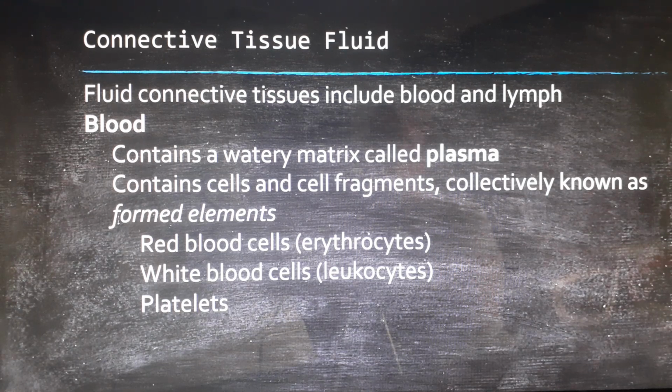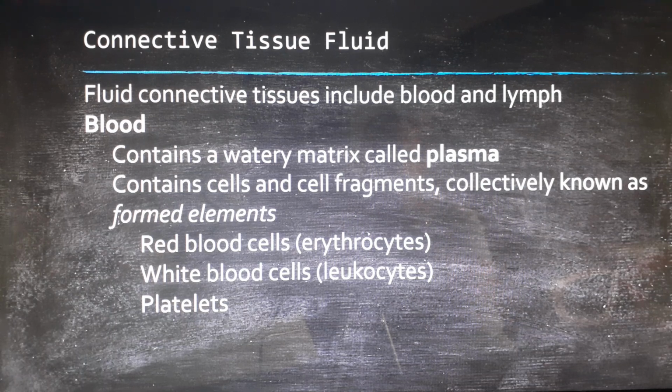So there are two fluid connective tissues, blood and lymph. For blood, our ground substance is a watery substance called plasma, which has cells and cell fragments. Now, instead of actual fibers, we kind of cheat with the blood, and we say that the formed elements take the place of the fibers.